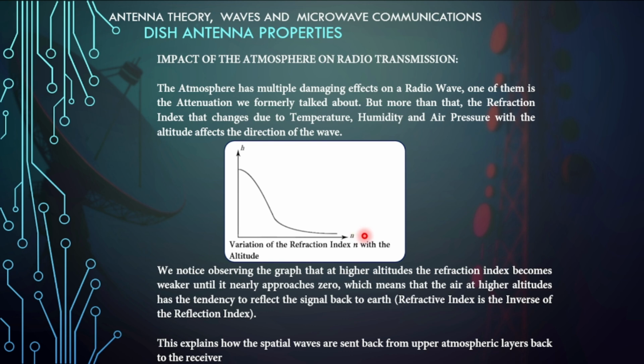In other words, for higher altitudes, the signal reflects way more than it refracts, because the refractive index is almost the inverse of a reflection index. This explains how the spatial waves are sent back from upper atmospheric layers to the receiver. Okay, that's the problem with them.